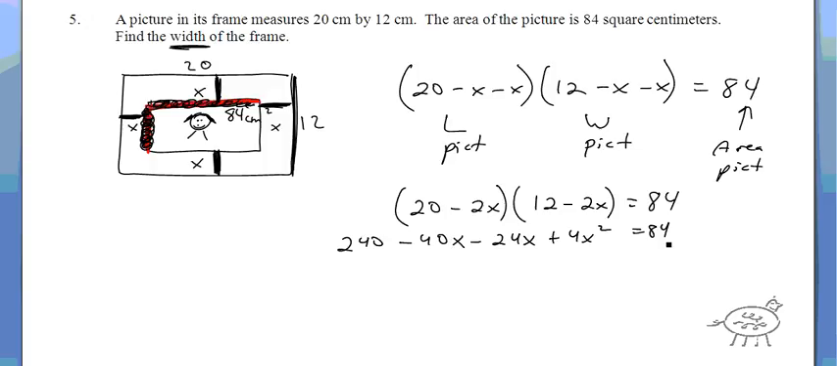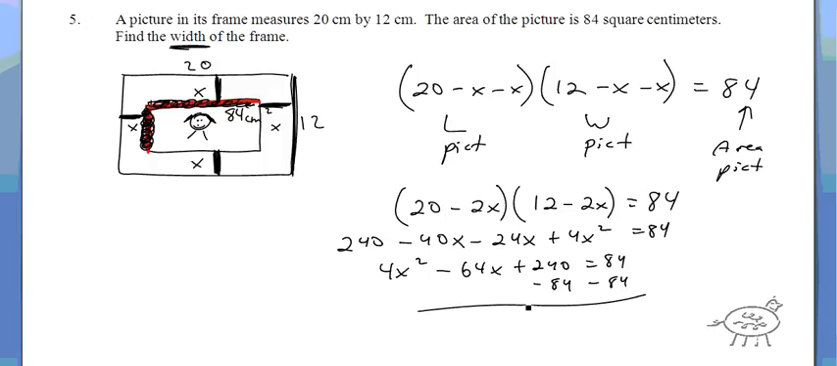Right? So I'm going to put it in descending order. I'm going to move everything over. So I get 4x squared minus 64x plus 240 equals 84. Subtract 84 from both sides. So you get 4x squared minus 64x plus 156 equals 0. Okay, so the first thing you're going to do is factor out a 4.